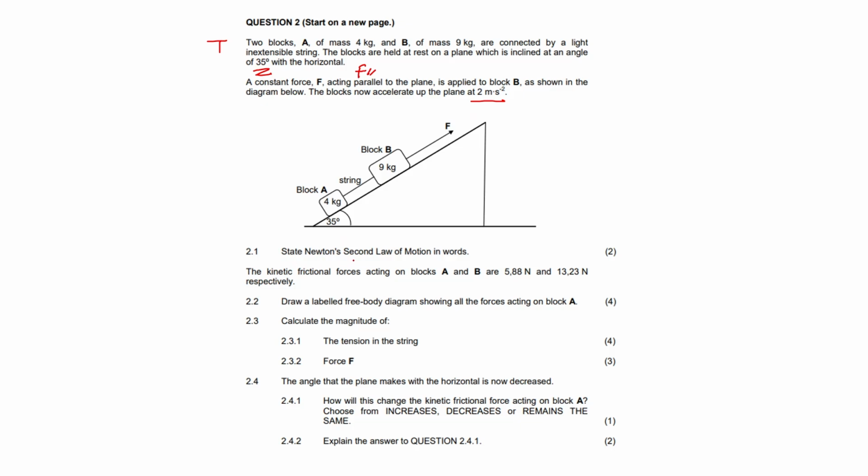2.1. State Newton's second law of motion. Guys, please, out of your heads, you have to know this. Newton's second law says that when a net force acts on an object, the object will accelerate in the direction of the force. The acceleration is directly proportional to the net force and inversely proportional to the mass of the object. Then they tell us that the kinetic frictional force of block A is 5,88 and the kinetic frictional force of block B is 13,23.